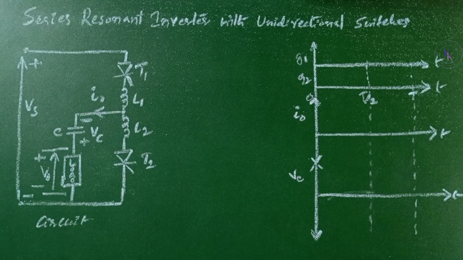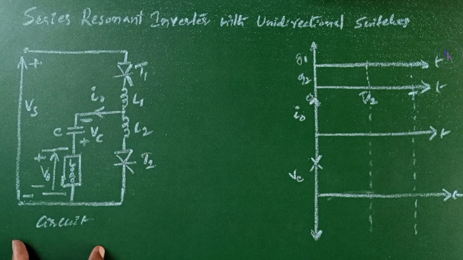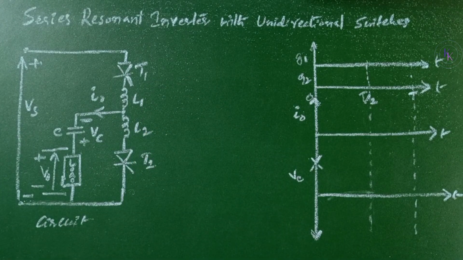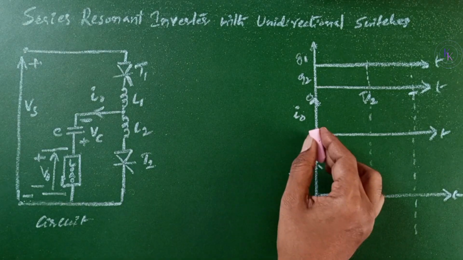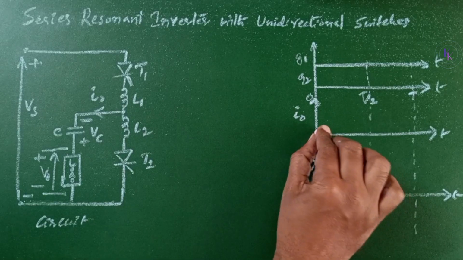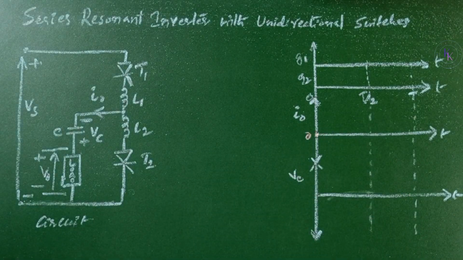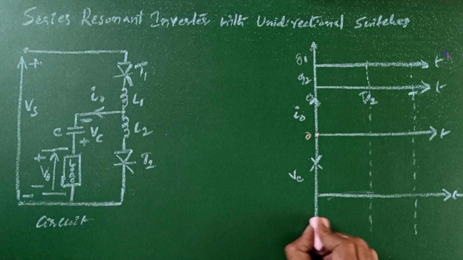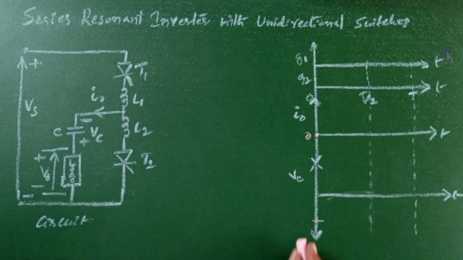It's a series resonant inverter with unidirectional switches. This is the circuit diagram with two switching devices T1 and T2 as the thyristors, and L and C is the resonating circuit. This is a very simple series resonant inverter. At the initial position, the current I0 through the load is 0, remember this, and the voltage across the capacitor is minus Vc as shown in the polarities.